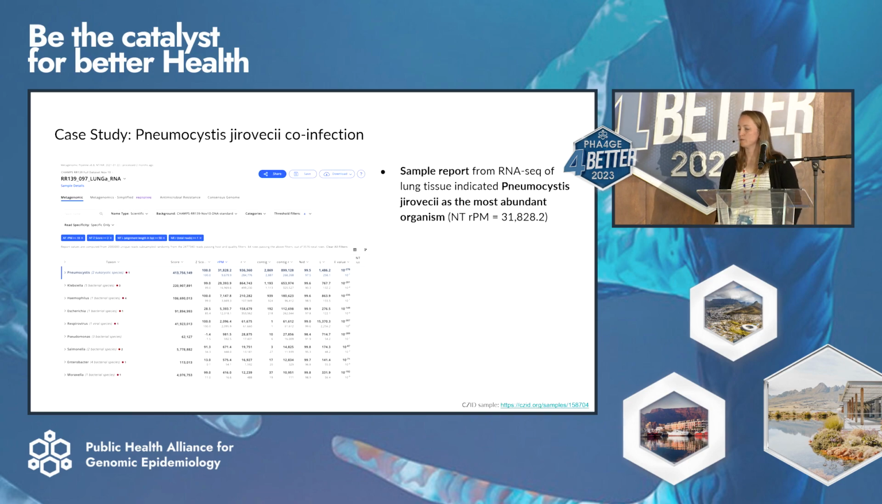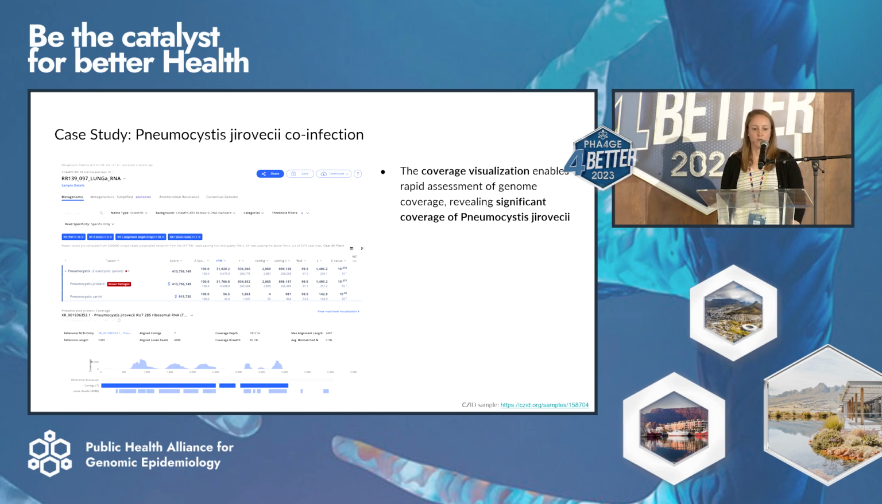So when we look at the sample report in CZID, we see that, lo and behold, Pneumocystis jirovecii is the most abundant organism. So this is really great for confirming the presence of this organism. We can then use the coverage visualization to really see that we had high coverage of that organism across the genome.